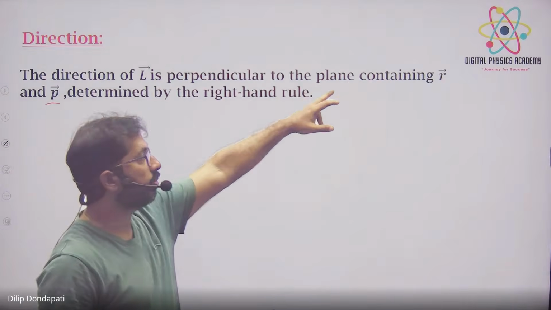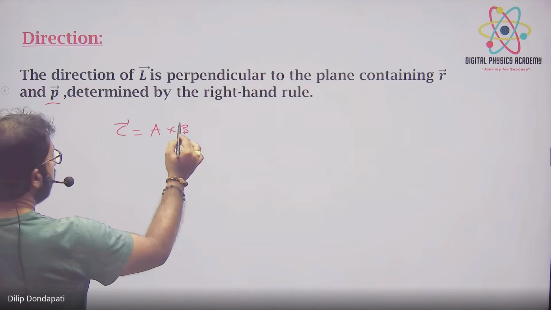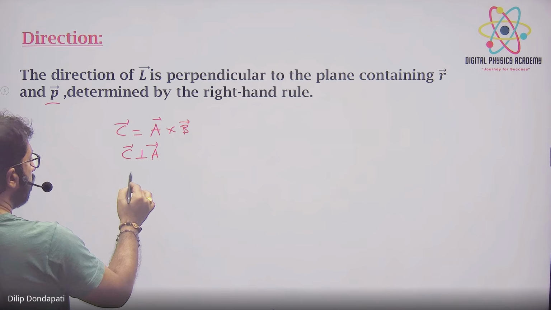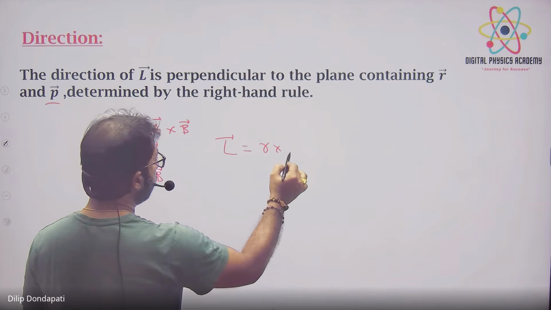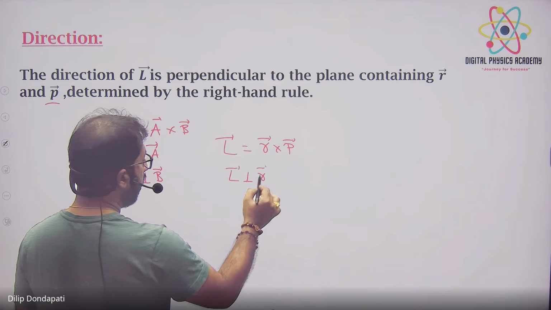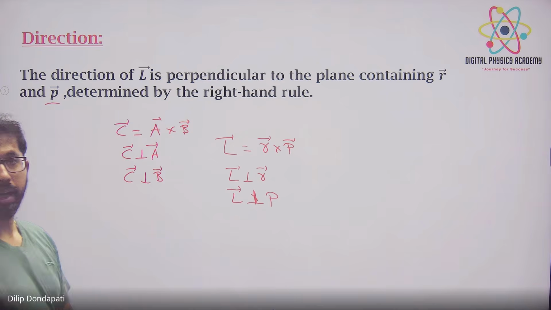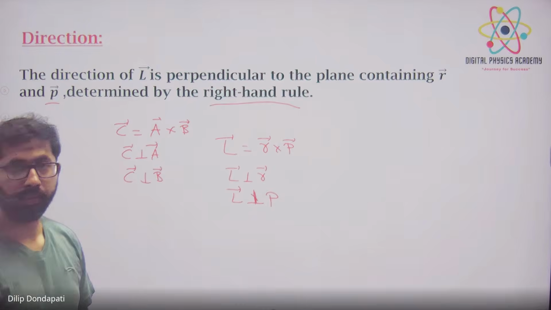Already you know, cross product means it is perpendicular. C vector is nothing but a cross b. That means the C vector is always perpendicular to a, and also perpendicular to b. Similarly, angular momentum is r cross p, so angular momentum is always perpendicular to r and always perpendicular to p. And that is given by the right hand rule, which we found for r cross p.